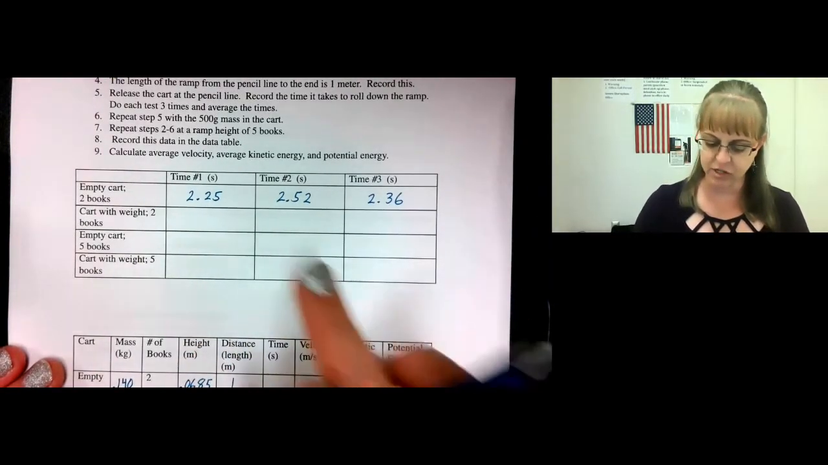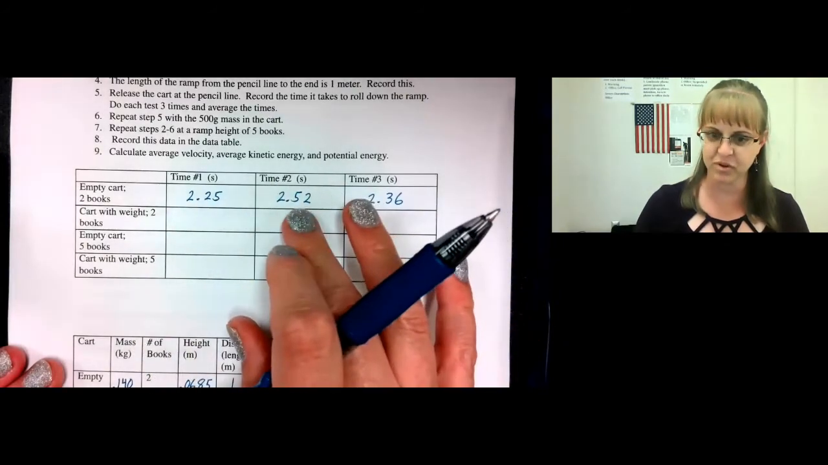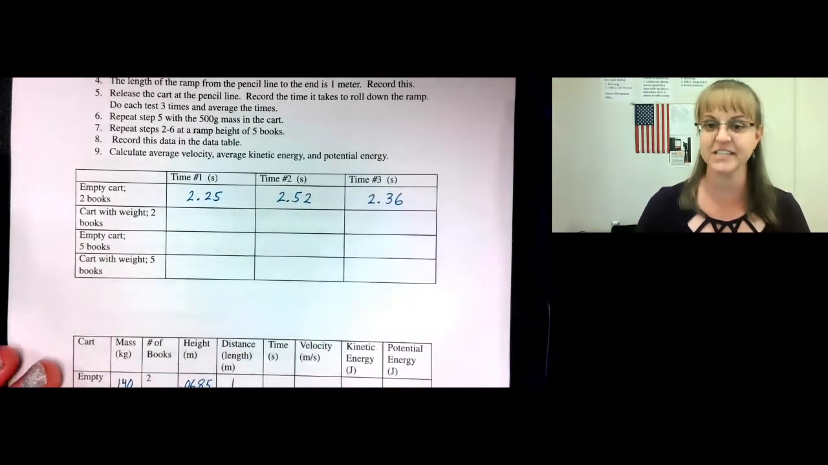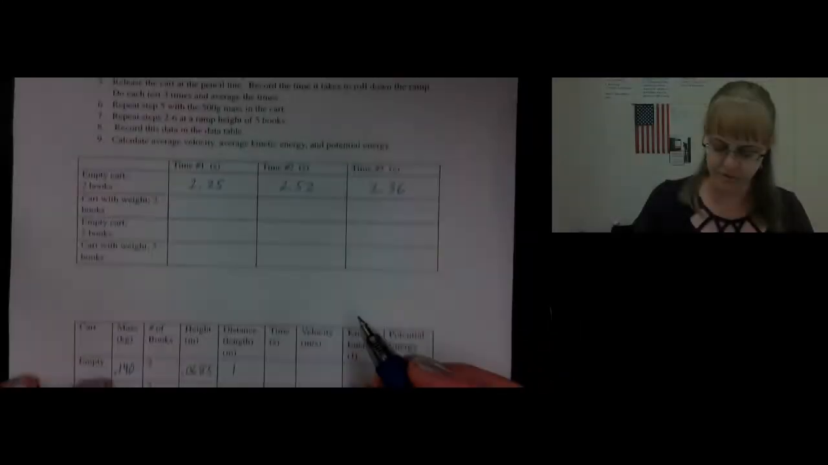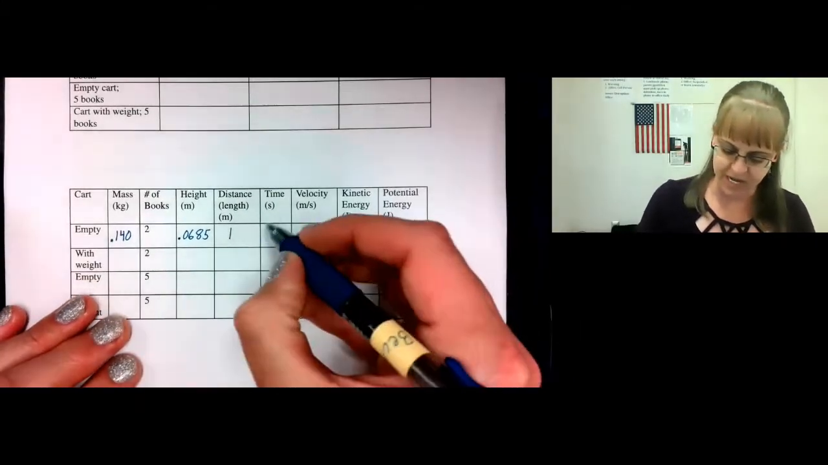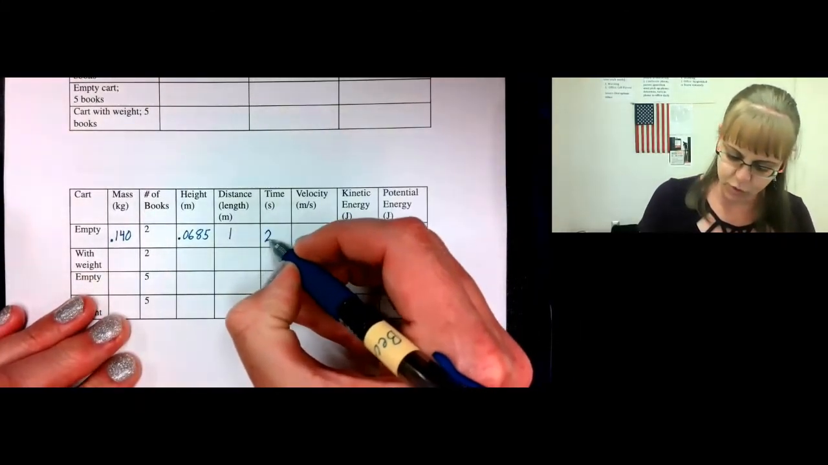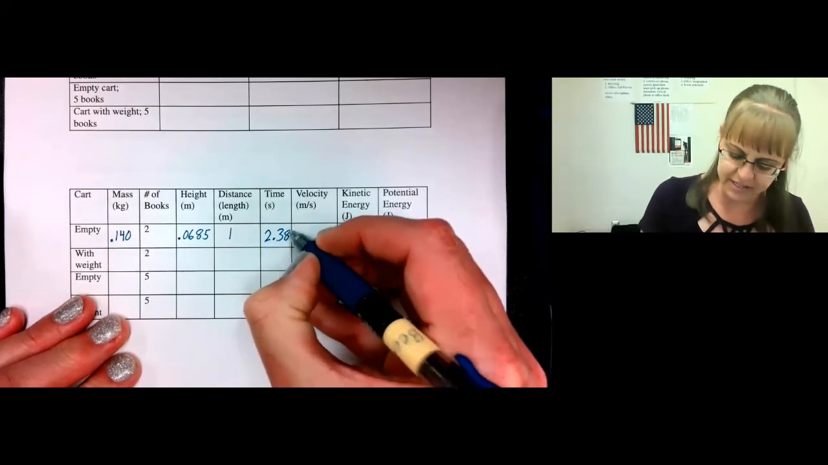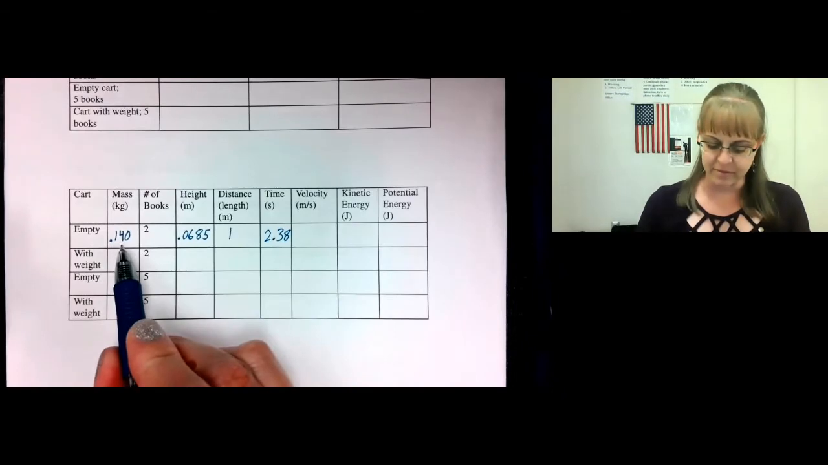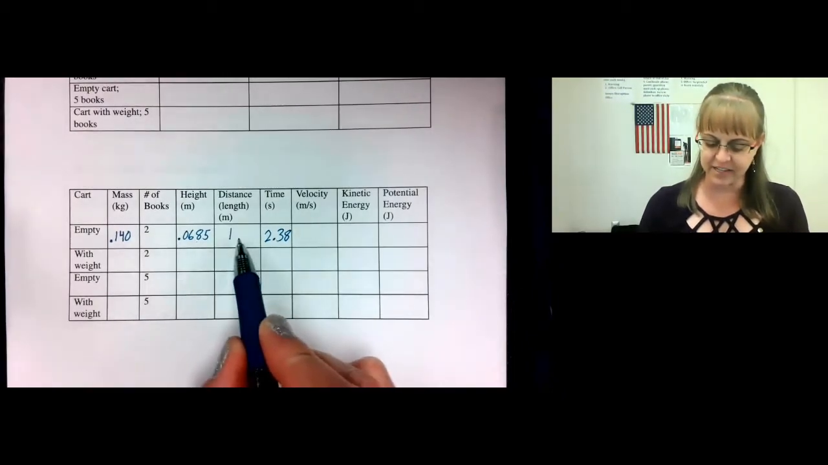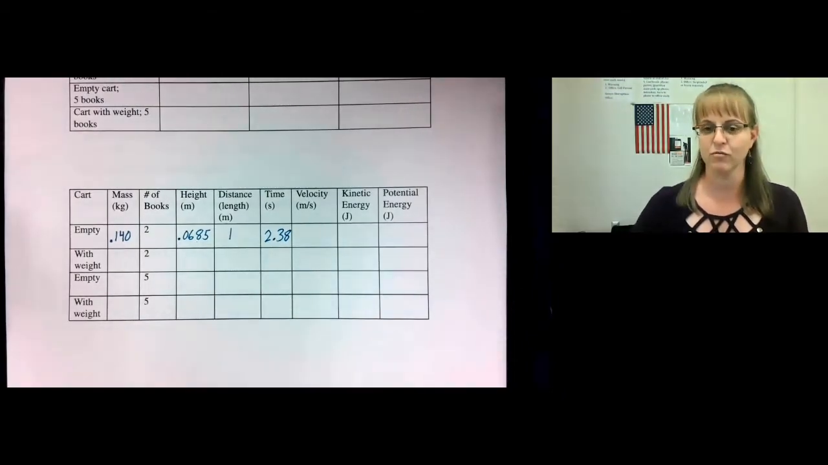So we type in 2.25 plus 2.52 plus 2.36, hit the equals button, then divide by the fact that we have 3 data points. So the average time is 2.38 seconds. Notice I've also written in the mass, the height, and the length of the ramp.